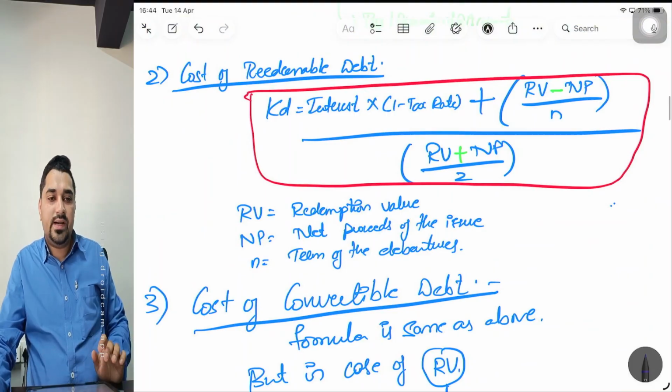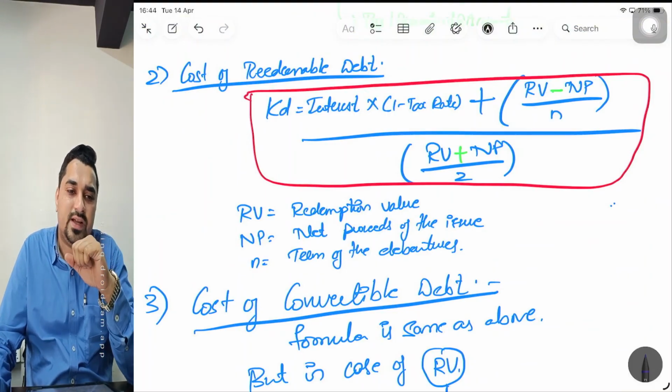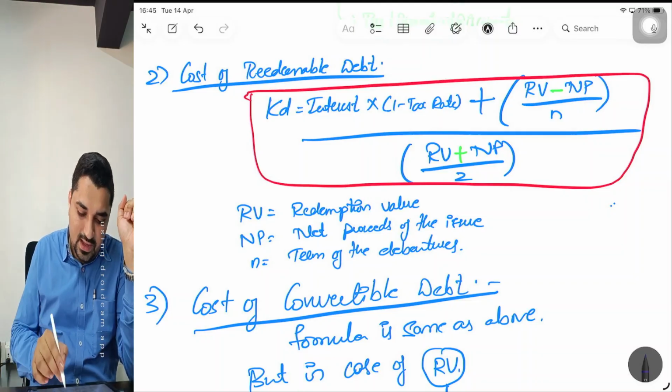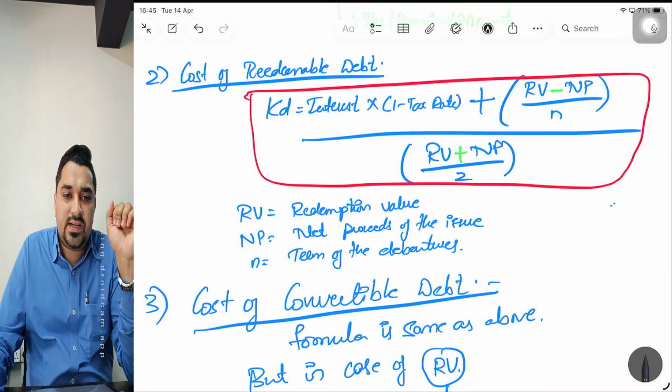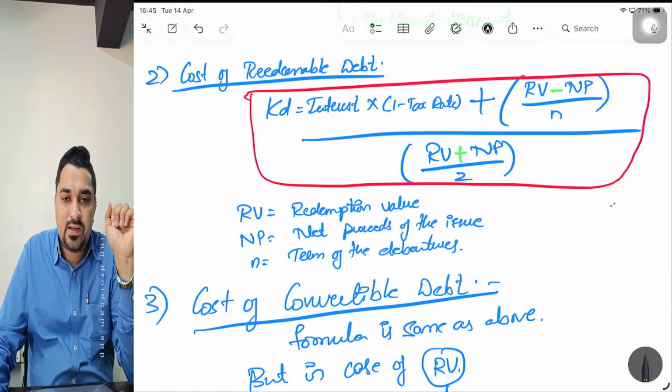Second one, cost of redeemable debt. What do you mean by redeemable debt? Redeemable debt means after a point of time, I'll repay back the debt amount. So that is called redeemable debt. Again, what is the formula? Formula is KD equals interest into 1 minus tax rate plus RV minus NP divided by N, the whole divided by RV plus NP divided by 2.